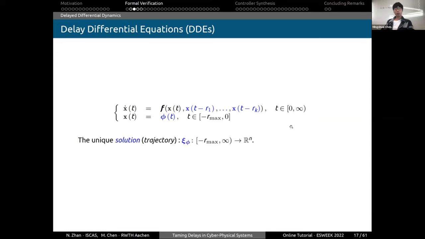Okay. And by further assuming some Lipschitz continuity condition, we can define the unique solution, or the unique trajectory, of the system, denoted by chi of phi here. So this is a function which maps from time to a real vector. And this is the solution of the system at time t, starting from an initial function phi.